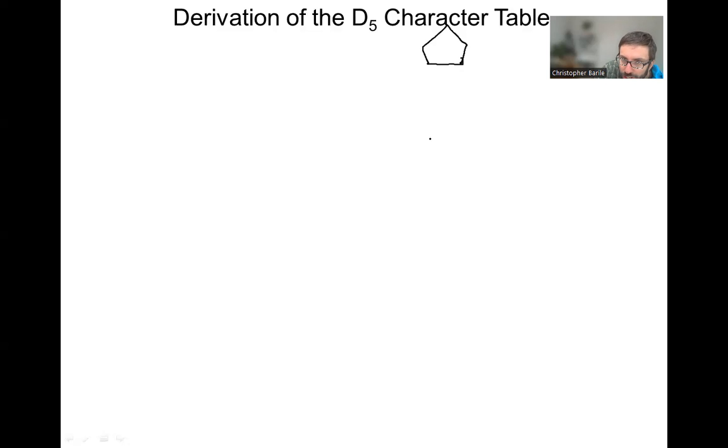So I'll try to draw this pentagon with a little bit of perspective if I can. And then I'm going to define a z-axis and an x-axis and a y-axis. And then we can start thinking about our different operations. Of course, we're going to have a C5 spinning this pentagon, so interconverting all the sides of the pentagon. That's going to be our principal rotation axis. We have to think about, when deriving character tables, all the different operations of that point group. Of course, we're going to have identity. It always exists.